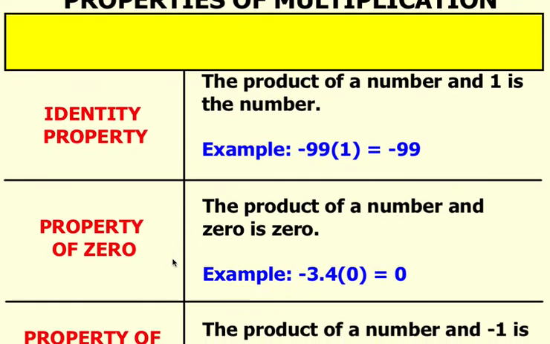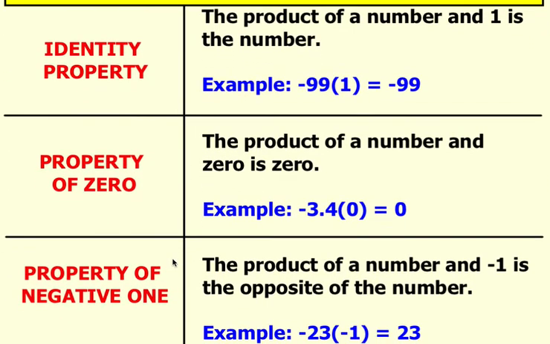The next property is called the property of 0. This states that the product of any number with 0 is 0, such as negative 3.4 times 0, the result will be 0.